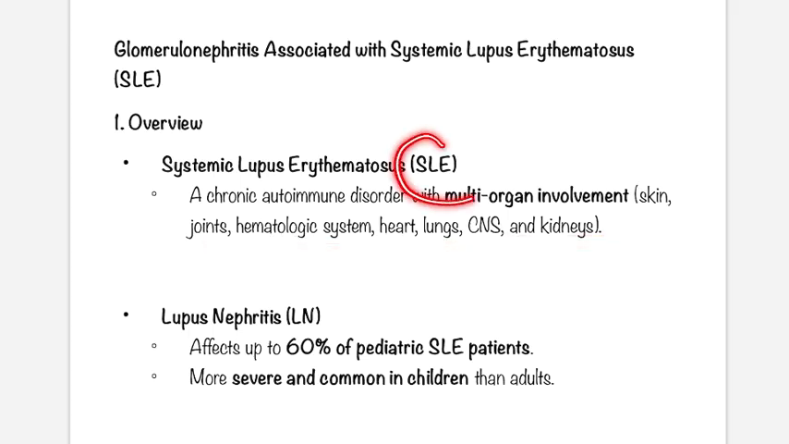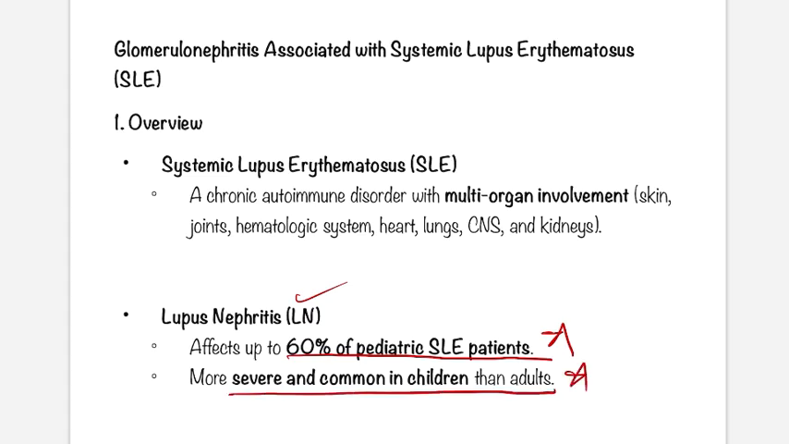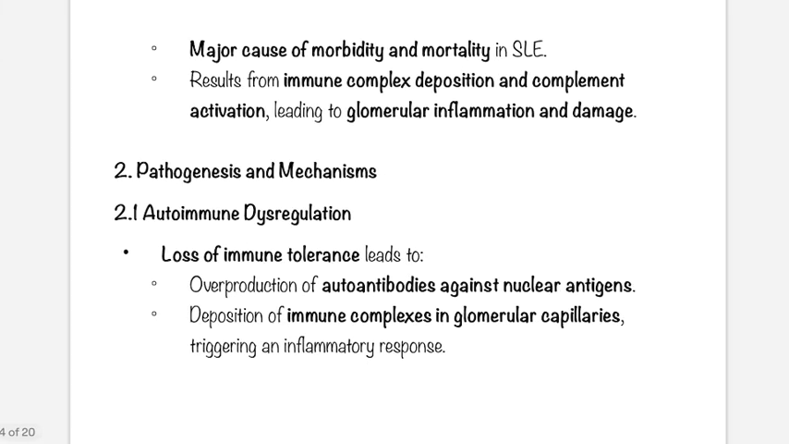Out of this SLE, lupus nephritis affects 60% of pediatric SLE patients, and it is more severe and more common in children than adults. So this statement is very important. Out of 100 patients, almost 60 patients of SLE land up in lupus nephritis. This causes major morbidity and mortality in SLE and results from immune complex deposition and complement activation. We will discuss pathogenesis later also.